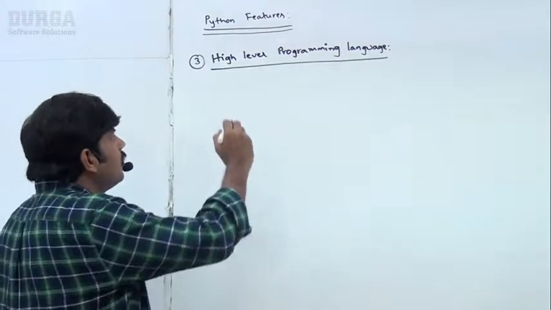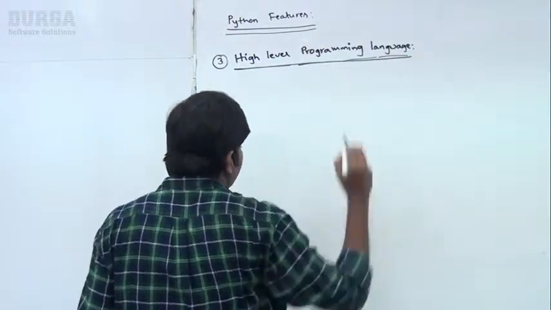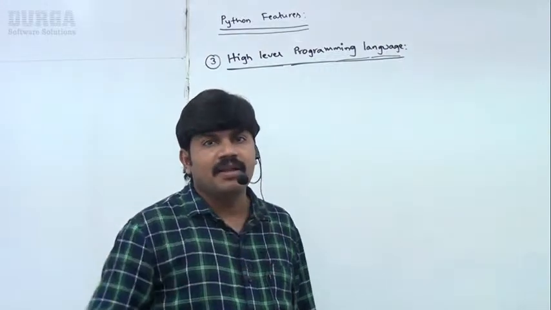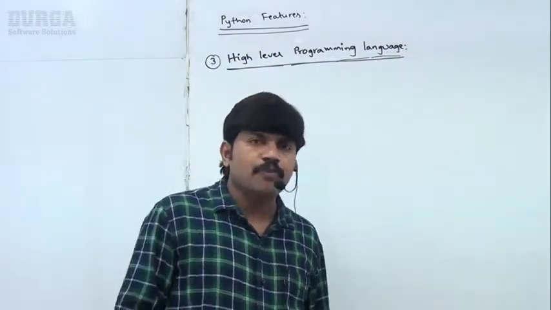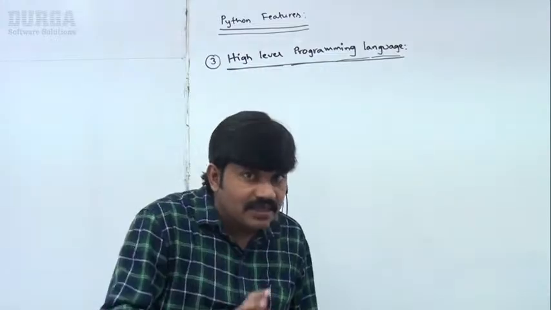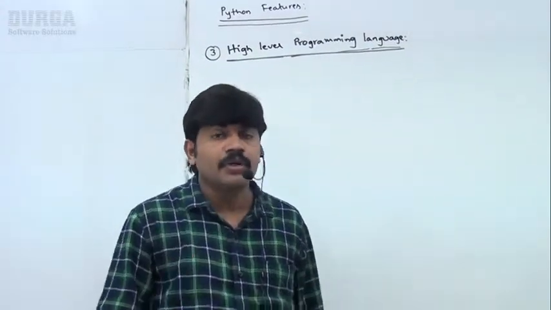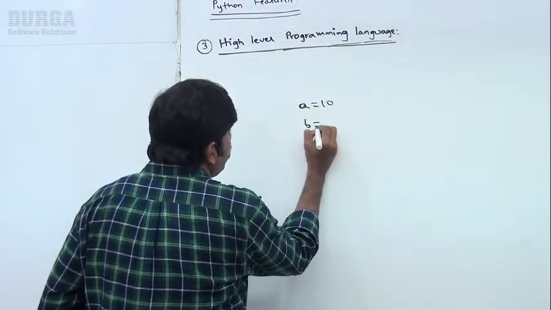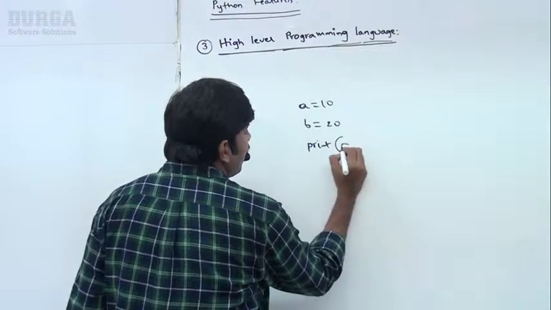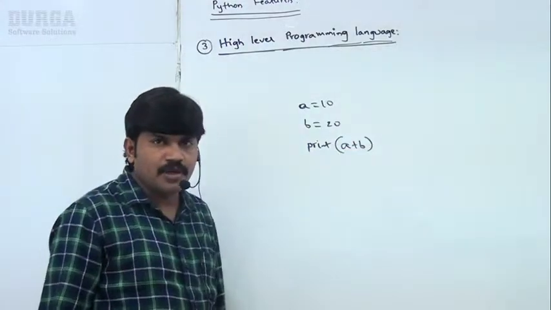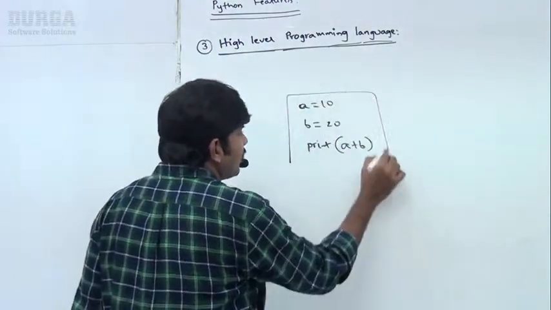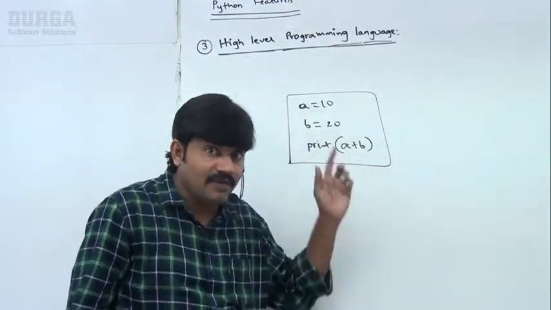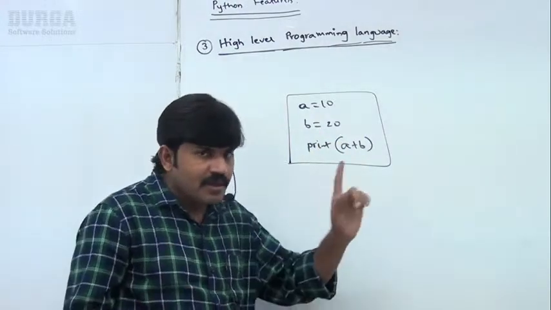Now the next feature is that Python is a high level programming language. High level programming language means programmer friendly language, not machine friendly language. Any programmer can easily read, understand and write the code in Python. Suppose I consider A is equal to 10, B is equal to 20, print A plus B. Anyone can understand this code. It is a programmer friendly high level programming language.